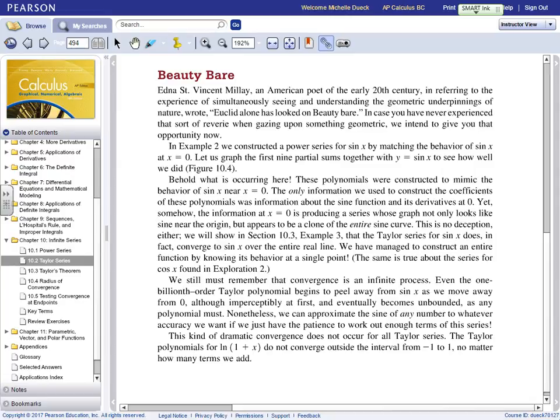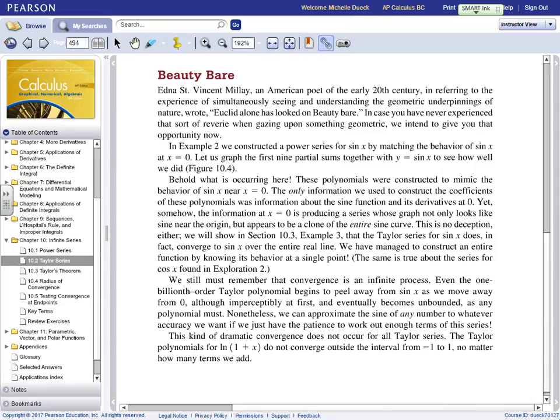So why did I bring this up when we're talking about the interval of convergence? First of all, I thought it was pretty cool, just the idea of "Euclid alone has looked on beauty bare." But besides that, the second to the last paragraph: we still must remember that convergence is an infinite process. In our minds, it might be too easy to limit that idea. Yes, it is converging, but it is an infinite process.